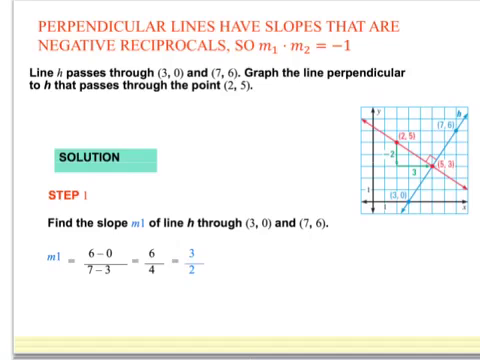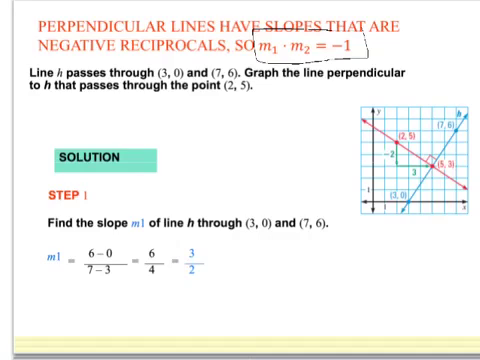Let's talk about perpendicular lines. Remember that perpendicular lines are lines that meet to form right angles. These lines have slopes that are negative reciprocals of each other. Therefore, m sub 1 times m sub 2 is equal to negative 1.